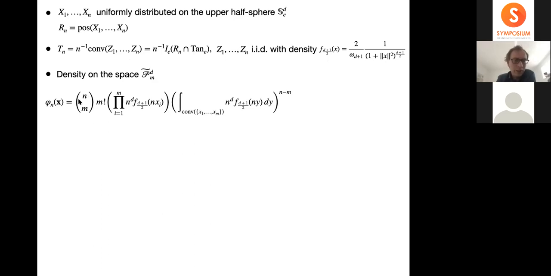This is the first factor that we have here. And then, of course, you can also permute. This is this m factorial here. Then these points are chosen with respect to this density f_{(d+1)/2}. But of course, there is a rescaling with n^-1, which results in a factor n^d here and a factor n here, because we are just in n-dimensional Euclidean space.